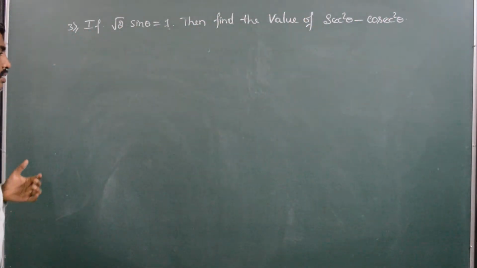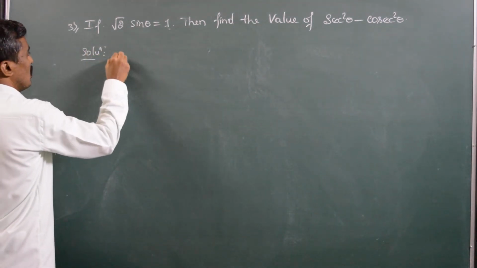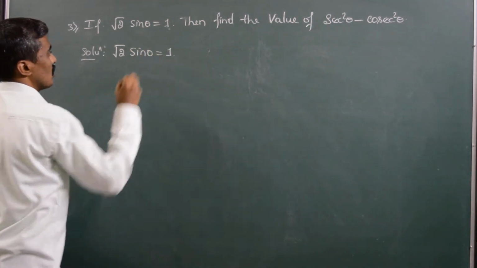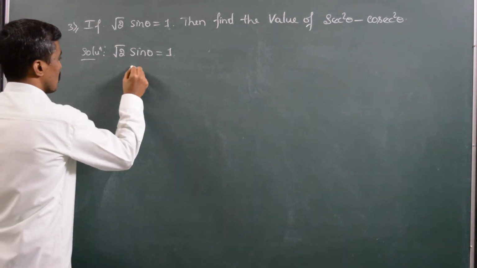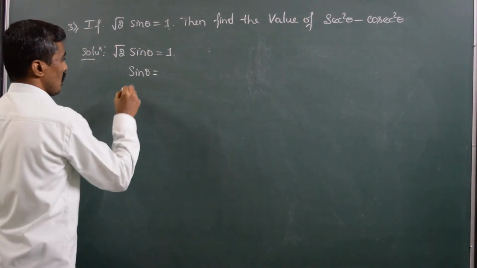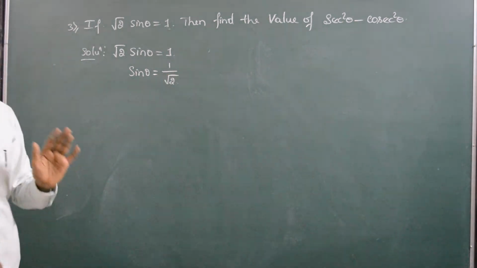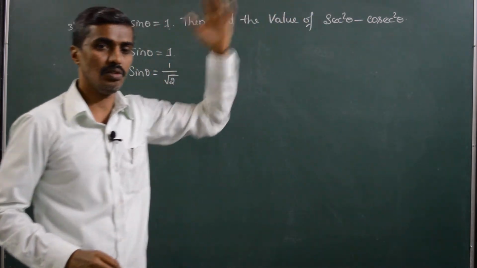Let me start with the given. The solution: root 2 sin theta is equal to 1. Now transpose root 2 to that side, then we will get the sin theta value. So sin theta is equal to 1 by root 2. Now find out the value of theta. From that we can find the value of the difference of secant square and cosecant square.